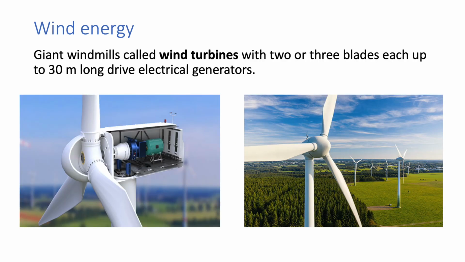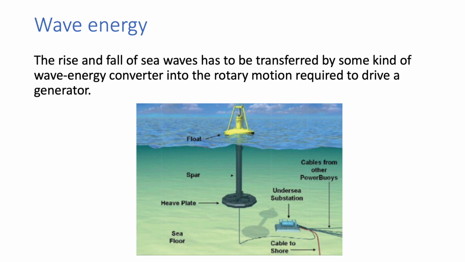Wind energy. In wind energy, giant windmills called wind turbines, with 2 or 3 blades each up to 30 meters long, drive electrical generators. Wave energy. In wave energy, the rise and fall of seawater has to be transferred by some kind of wave energy converter into the rotatory motion required to drive a generator.